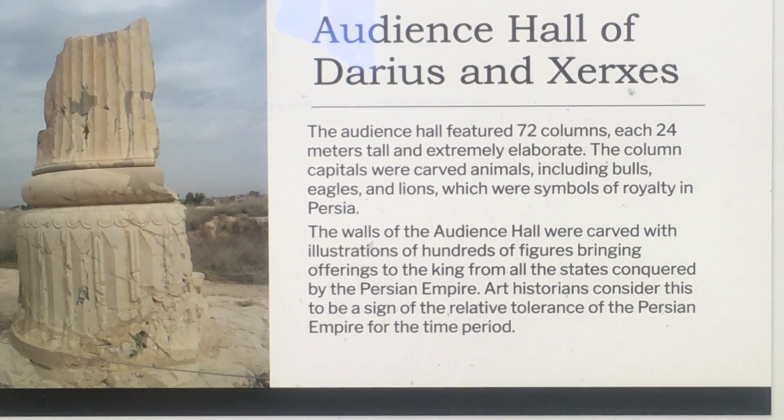The column capitals were carved animals, including bulls, eagles, and lions, which were symbols of royalty in Persia. The walls of the audience hall were carved with illustrations of hundreds of figures bringing offerings to the king from all the states conquered by the Persian Empire. Art historians consider this to be a sign of the relative tolerance of the Persian Empire for the time period.